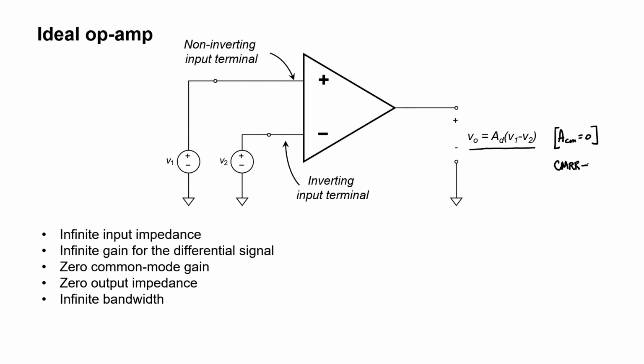Some other characteristics of an ideal op-amp are firstly that it should have an infinite input impedance. If the input impedance is infinite, it means that there ought to be 0 current passing into either of these input pins. Secondly, it should have an infinite gain for the differential signal. A sub D, ideally, ought to be infinite. It should have 0 common mode gain, as we just talked about. It should also have 0 output impedance. The controlled source here is just the output voltage, and the resistor up here in the model would be 0 ohms. Finally, the op-amp should have all of these characteristics for any frequency. That is, it has infinite bandwidth.